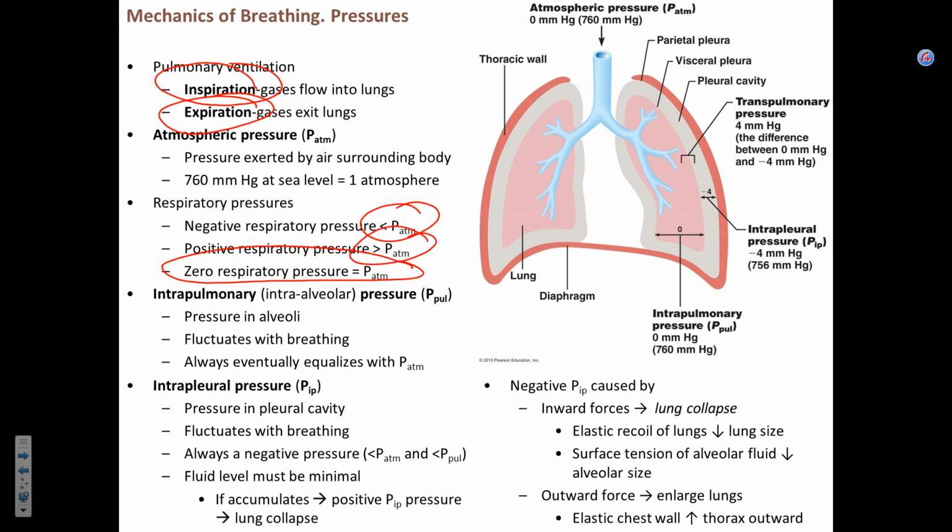Think about this. Negative respiratory pressure, pressure inside of the lung. If it's negative inside of the lung, where does the gas go? Inside of the lung. If it's positive, meaning it's higher than atmospheric, then air goes out of the lungs. Does that make sense? So negative respiratory pressure means inspiration, and positive respiratory pressure means expiration. Am I clear?